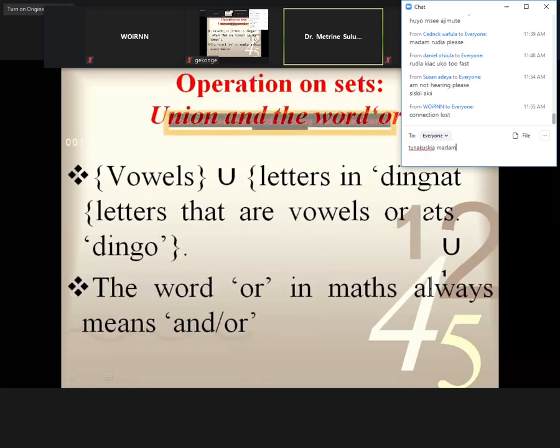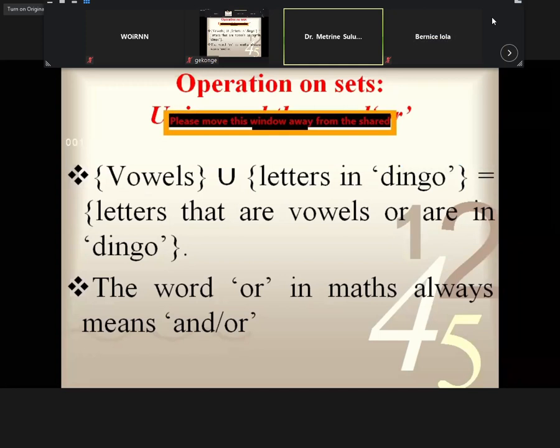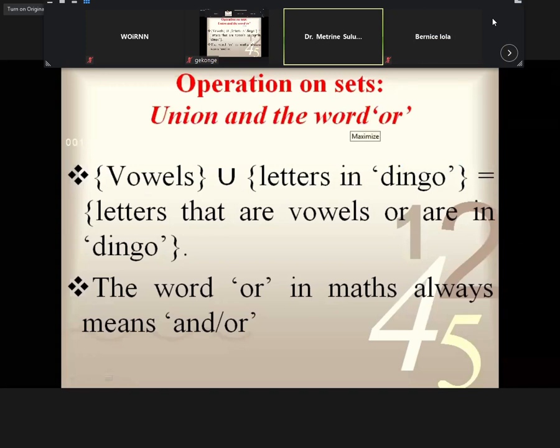So operation on sets. We always know operation is addition, subtraction, multiplication, division. But here maybe we shall limit ourselves to the first three: addition, subtraction, and multiplication. So under union, I've already hinted that we use the word or. We shall do a lot of examples.